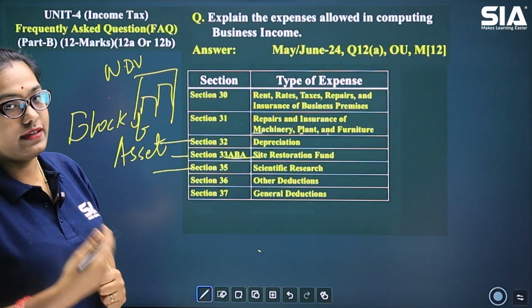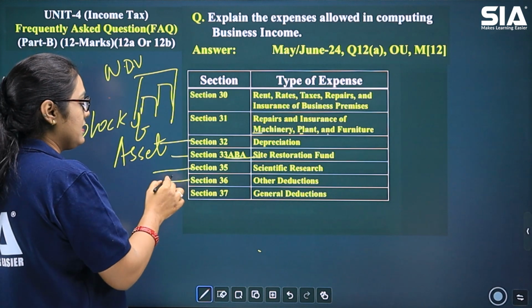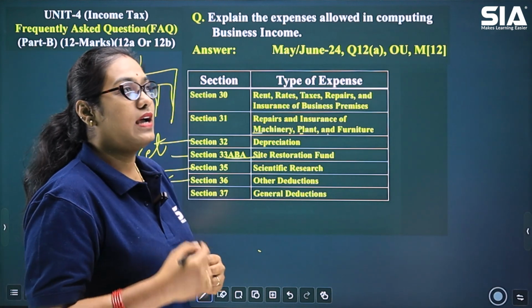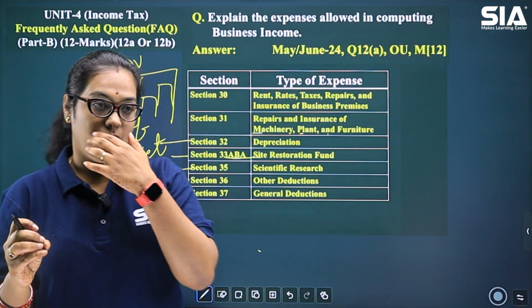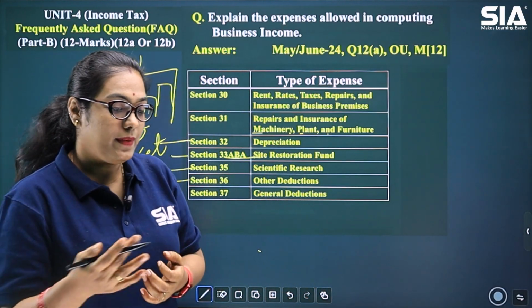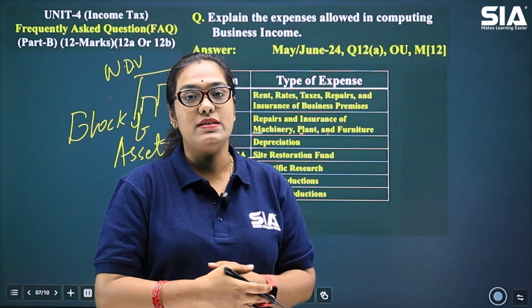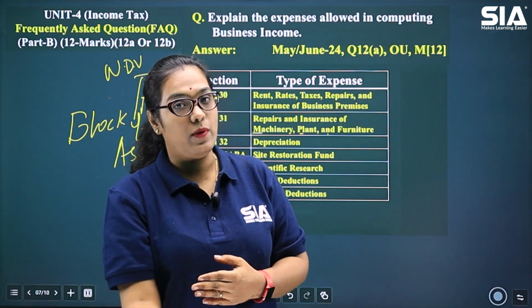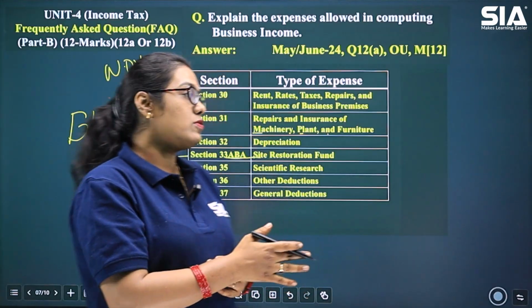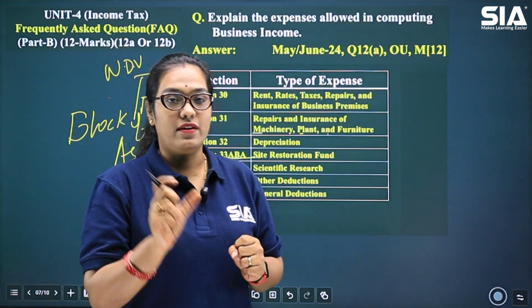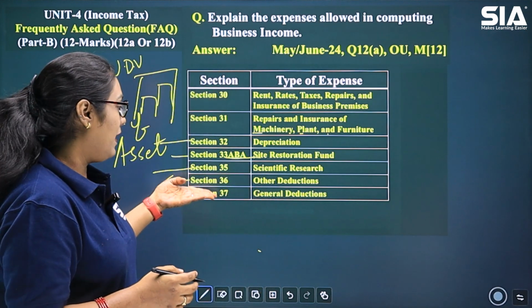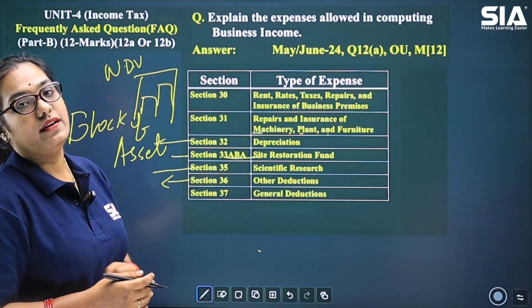Now coming to other deductions, which are under section 36. Other deductions are any kind of business related deductions or expenses. For example, let's say the employer is paying towards the life insurance premium of the employee. That can also be considered under other deductions. So any business related deductions that are part of the business come under other deductions.